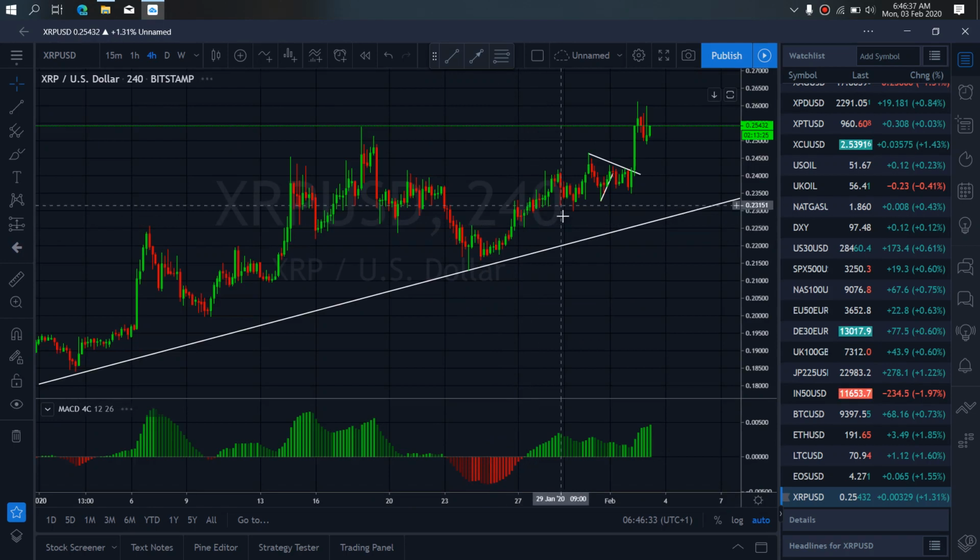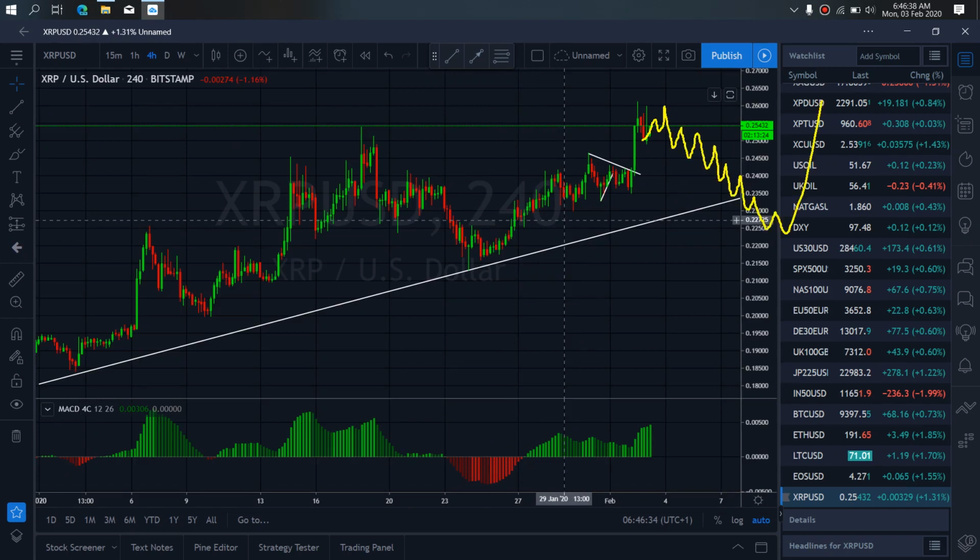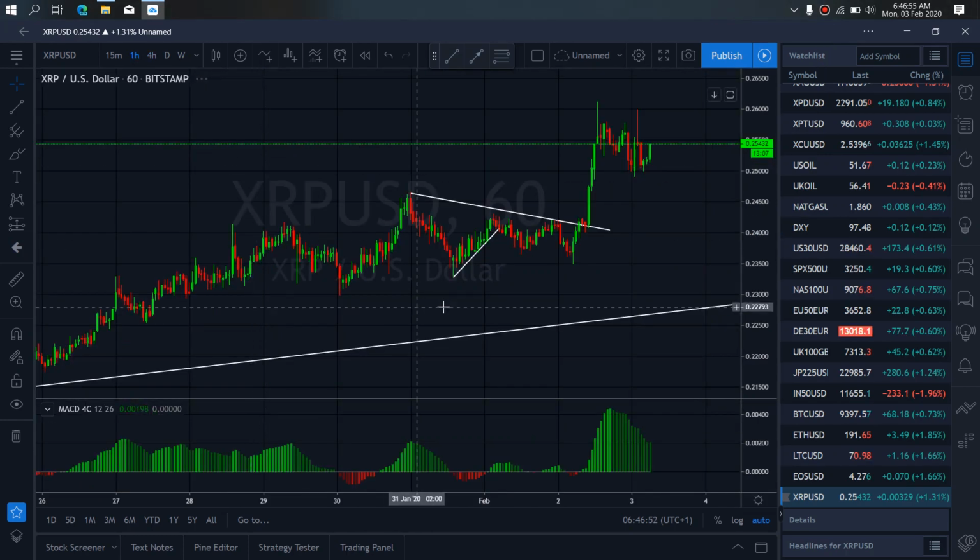We zoom to the 4-hour time frame. On the 4-hour, I want to watch them correct here and drop more to the downside. A corrective drop is what we expect before they will take off for us. So we want to watch out for these sales this week on Ripple. We zoom to the 1-hour time frame. I want to watch out for that sell setup.